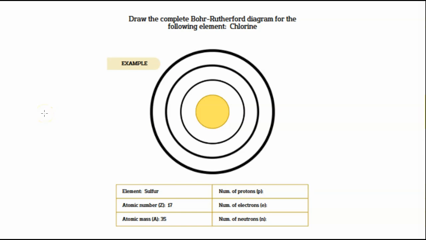Did you know that the Bohr-Rutherford model can help you visualize the structure of an atom in just a few minutes? In this video, I'm going to show you how to easily draw the Bohr-Rutherford diagram for an element on the periodic table.